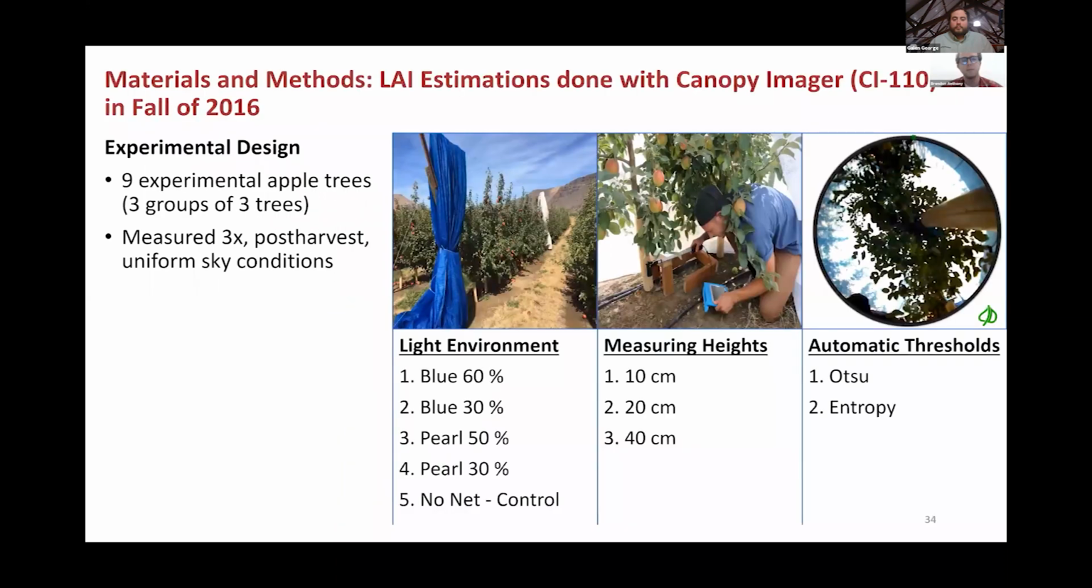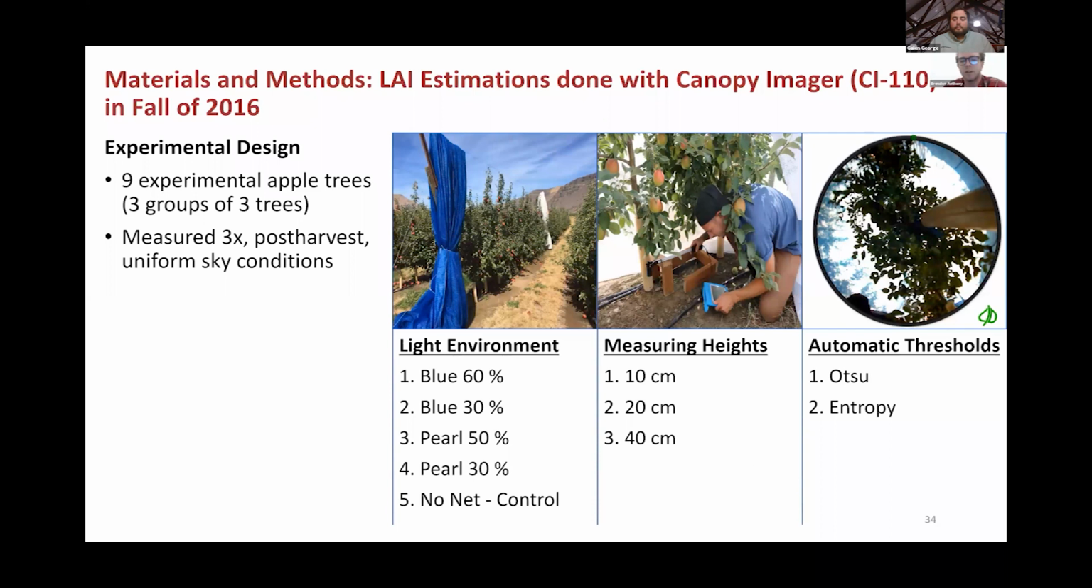So some of the aspects that we were looking at were the light environment under which the images were being taken. So we created artificial light environments using different shade nets, as well as having a no-net control. And then we measured at different heights from the base of the orchard, going from 10 centimeters to 40 centimeters, which is basically at the initiation of our canopy.